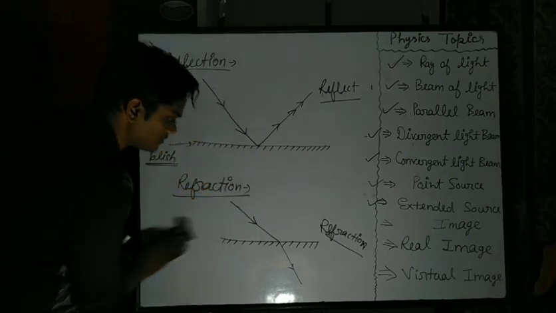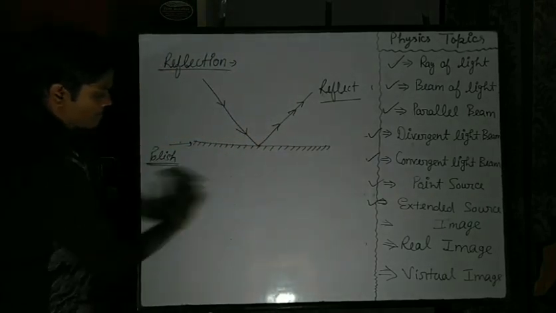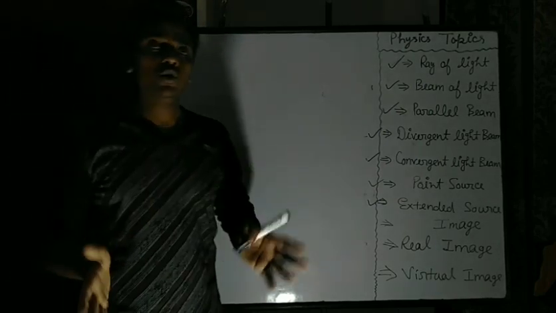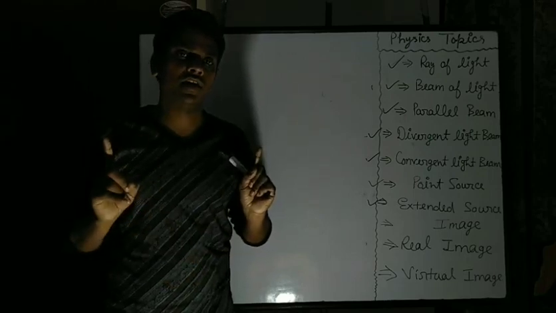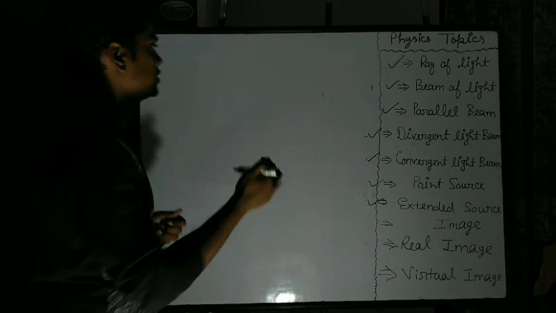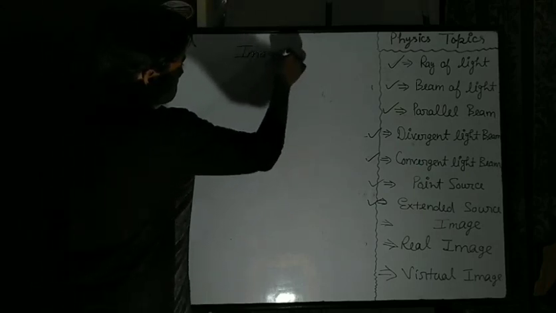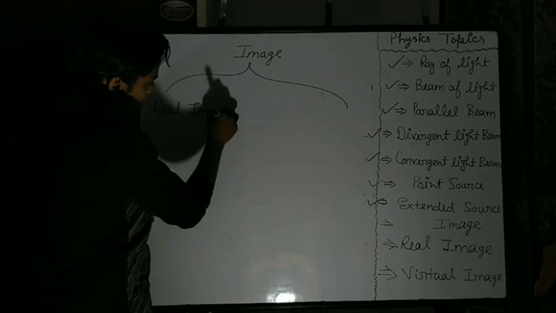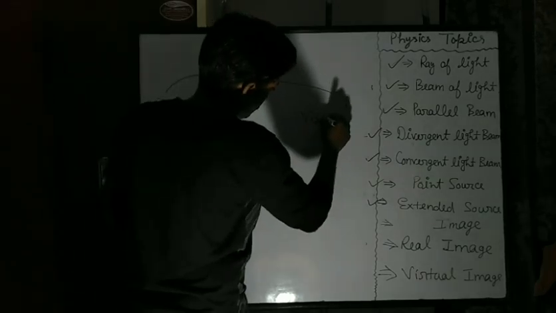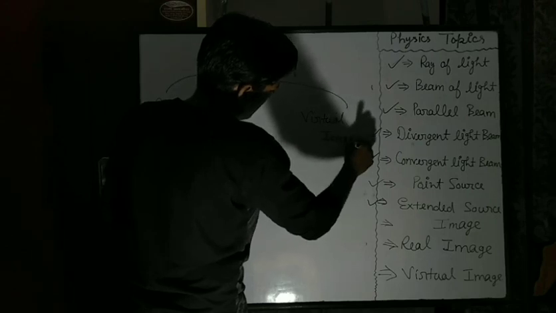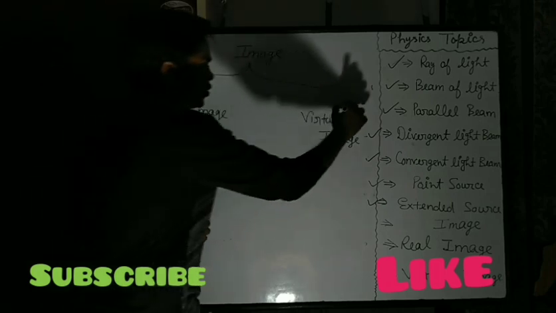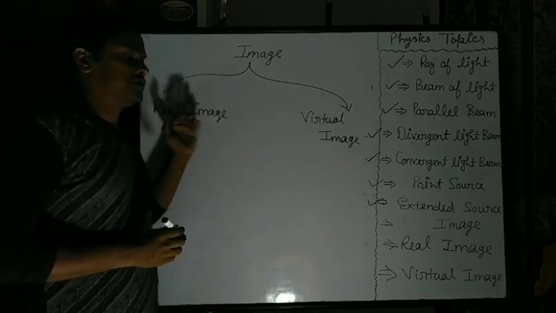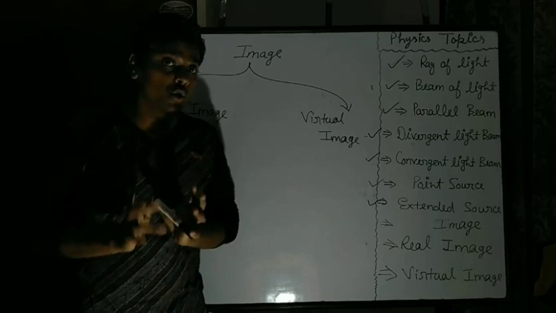Okay, now from both the phenomena, reflection and refraction, we will get an image. But there are two types of image. One is real image and second is virtual image. So these are the types: real image and virtual image. We will discuss real image and virtual image in the next lecture. So don't miss the next lecture.